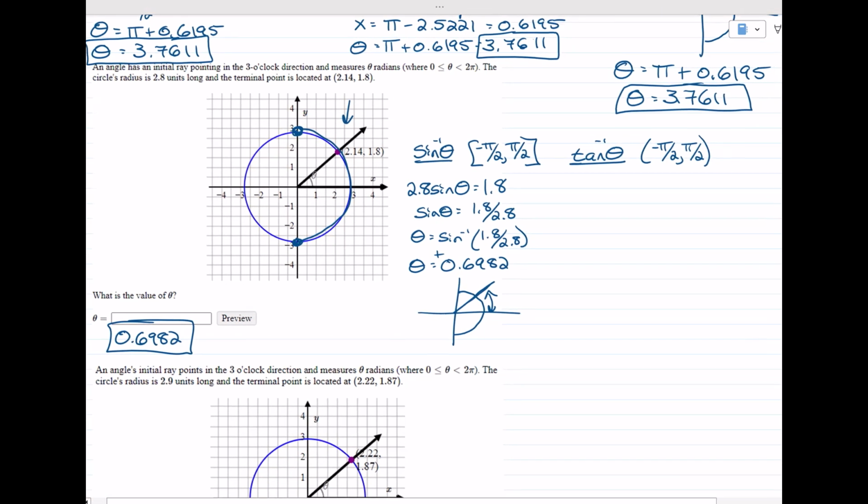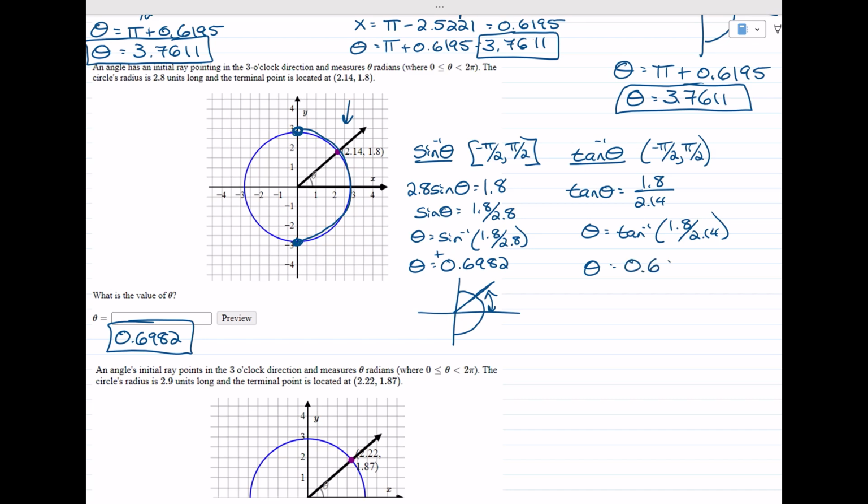We could hopefully get the same answer by using tangent. Remember, we don't have to multiply by the radius, because if we're using the y and the x value, it's automatically factored in. So the tangent of theta would equal the y value over the x value. If we take the inverse tangent here, we get that theta is equal to inverse tangent of 1.8 divided by 2.14. I'm getting 0.6993.